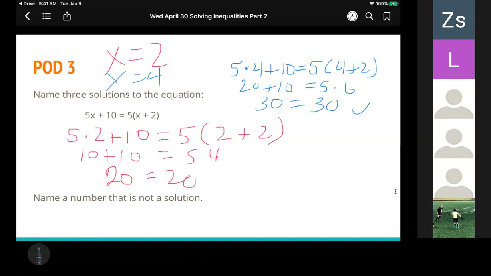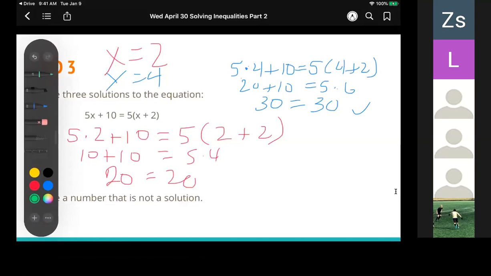Why do both 2 and 4 work? They're even numbers, I think. Okay, they're both even. Should we try an odd? Sure, yeah, let's try an odd. What's your favorite odd number, David, that's under 20? Let's go under 10. 17's kind of annoying. Let's go with 3.